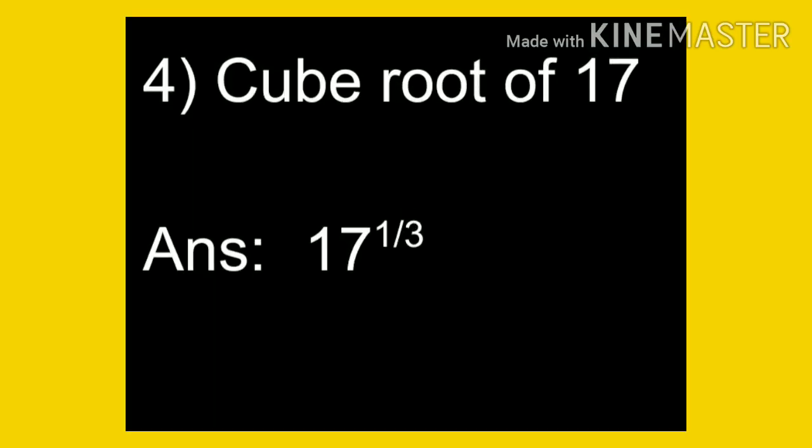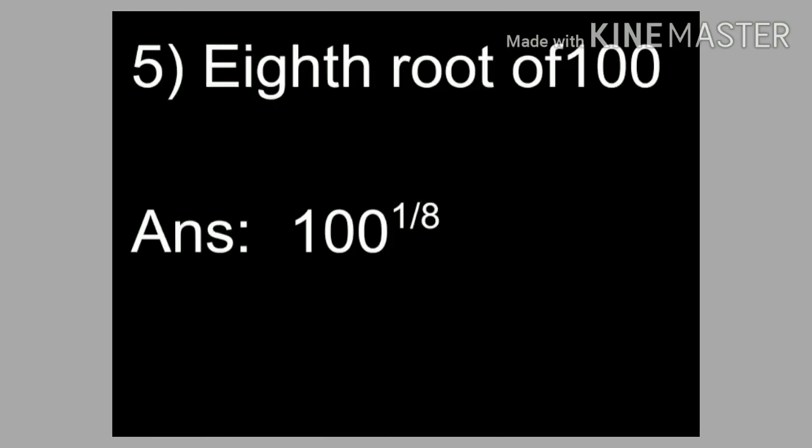Question number 4. Cube root of 17. Here, children, 17 is the base number. Cube root means 1 upon 3. So the answer will be 17 raised to 1 upon 3. Question number 5. Eighth root of 100. Here 100 is the base number. Eighth root means 1 upon 8. Here, children, the answer will be 100 raised to 1 upon 8.